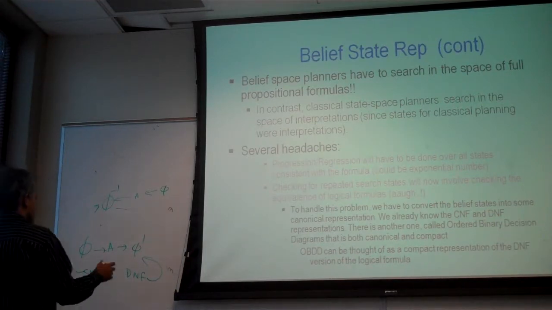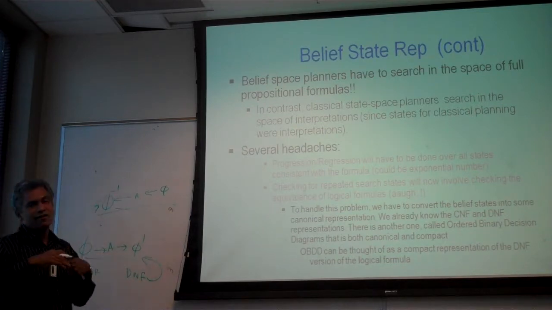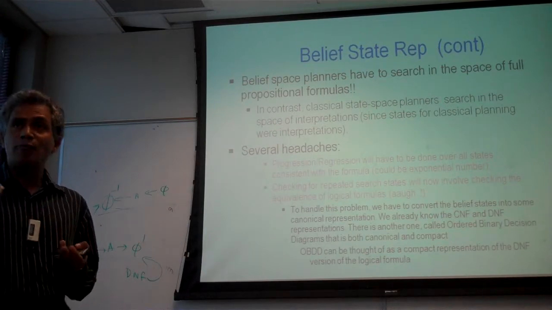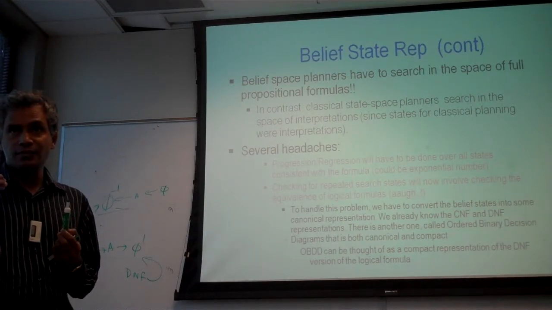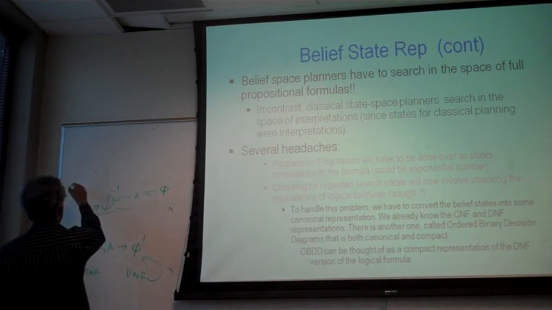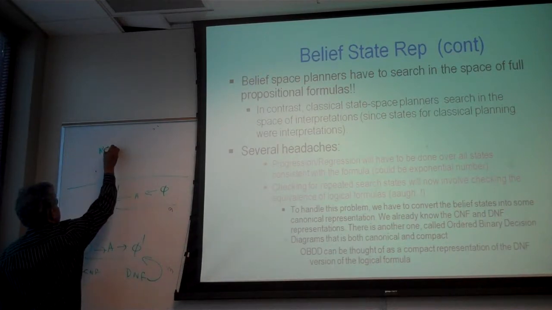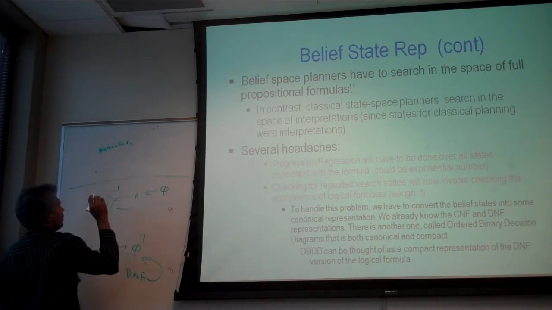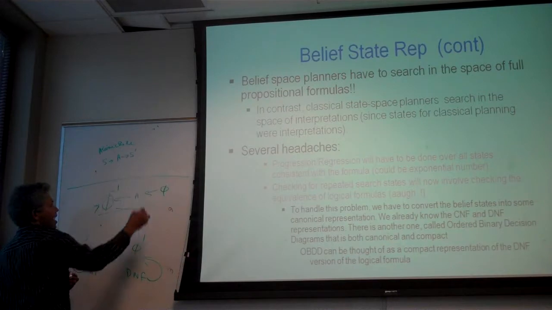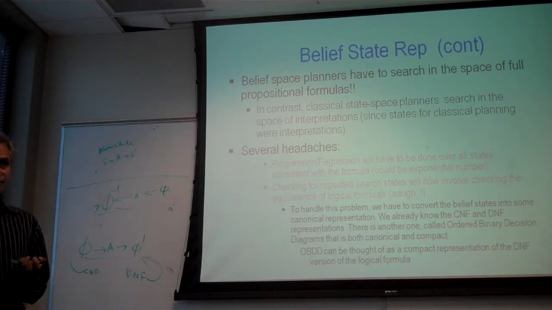But you can also say, to heck with it, I don't need a separate account of progression and regression over formulas. I will just think of progression and regression over states in terms of images and pre-images. If you have an atomic model, an action and a state S, then S dash is its image after the action, because the action itself is represented in terms of what you get if you do this action in this state.